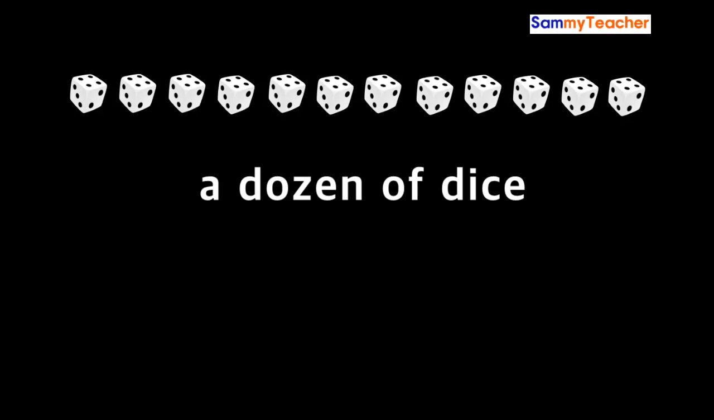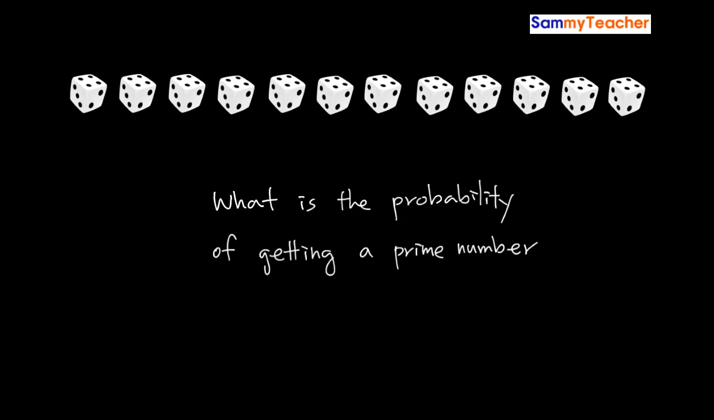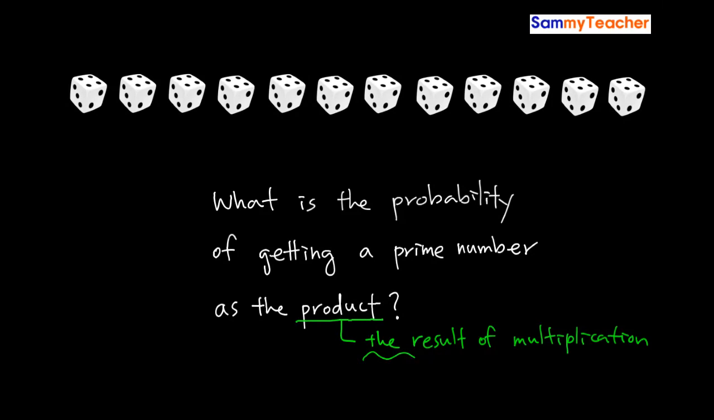I have a dozen of dice here, which means I have 12 of them. If I roll all of them and multiply the 12 numbers, what is the probability of getting a prime number as the product? Now, a product simply means the result of multiplication. But what is a prime number? Let me briefly explain what prime numbers are, just in case.